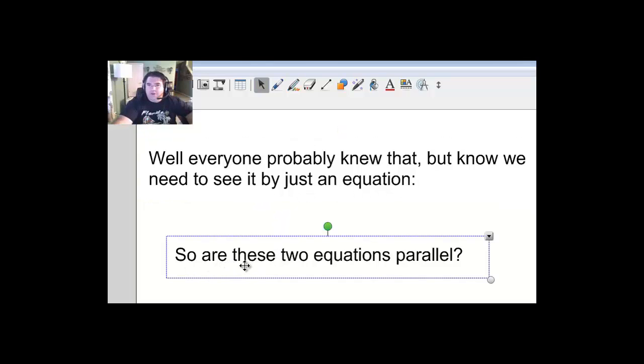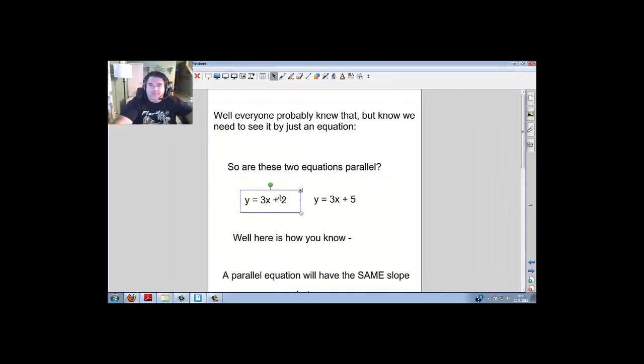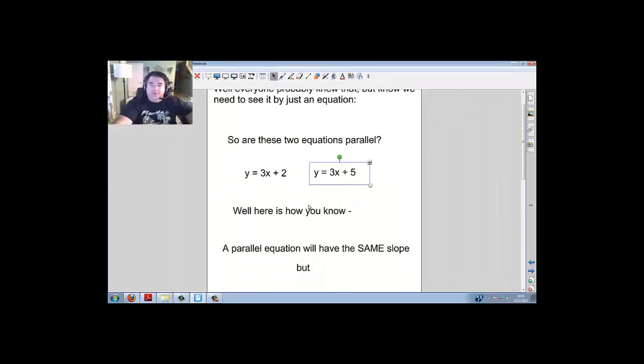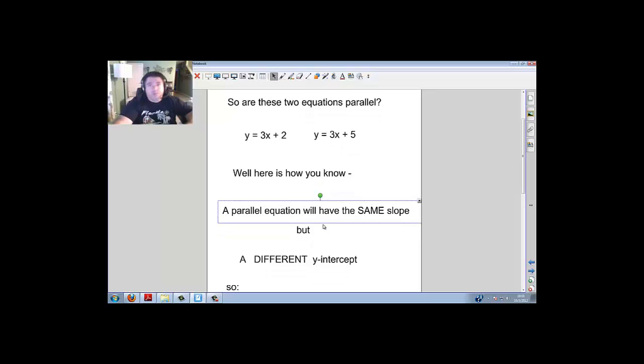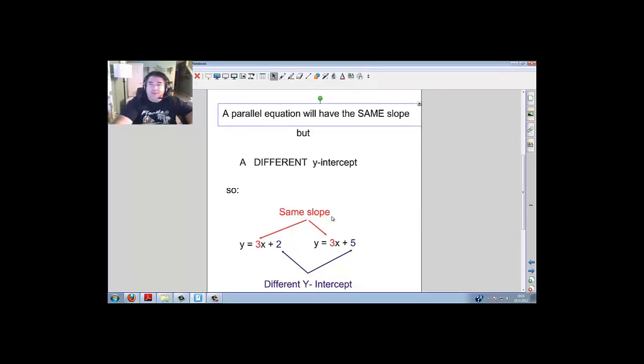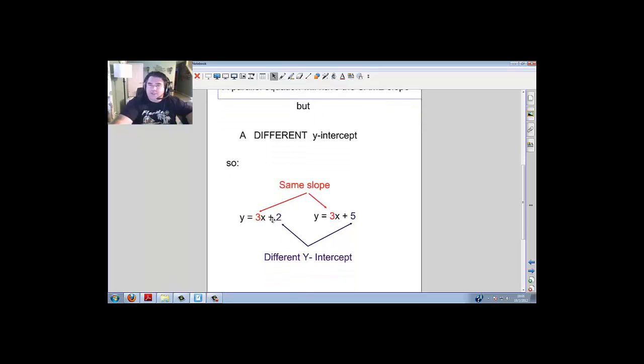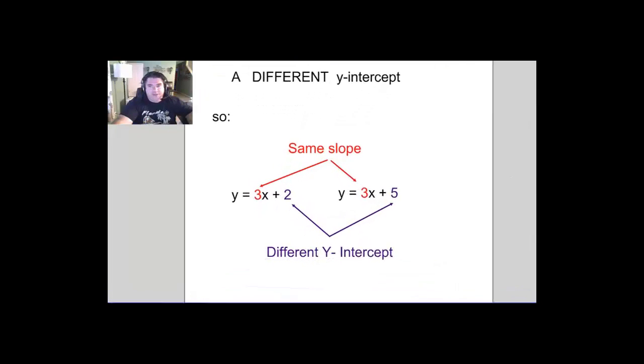Now, take a look here. Are these two equations parallel? Well, here's what you need to know. A parallel equation will have the same slope, but a different y-intercept. If you take a look, the number in front of the x is the same. They're both 3, so the slope is 3. There's a different y-intercept because this one is plus 2, and this one is plus 5.